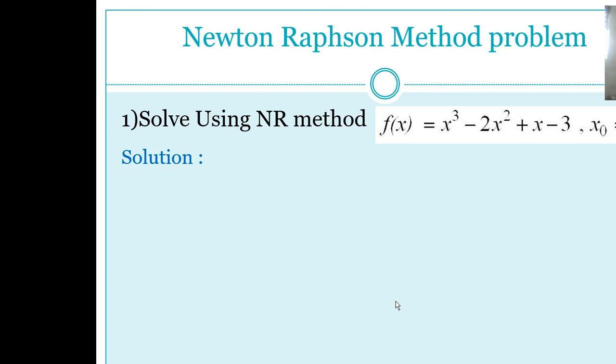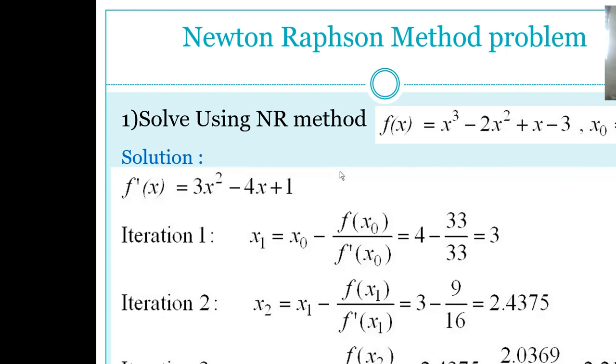Now let us understand by solving a problem. Suppose the given equation is x cubed minus 2x squared plus x minus 3, and we have to start with the initial value x0 equal to 4. So first we take the first derivative, which is the slope of the tangent, and in general form the function derivative is calculated as 3x squared minus 4x plus 1.